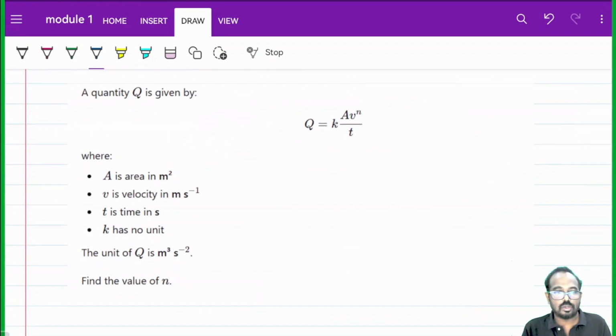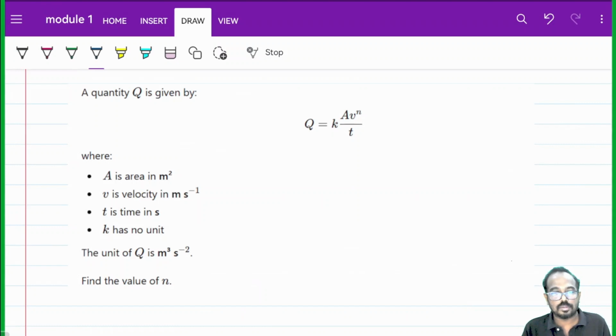This question, you pause the video and do it by yourself and check whether you're getting the correct answer or not. Take your time and do it properly, okay? Then you check the solution. If you're getting it right, it means this concept is clear to you. If you're getting it wrong, it means you need more practice, okay?